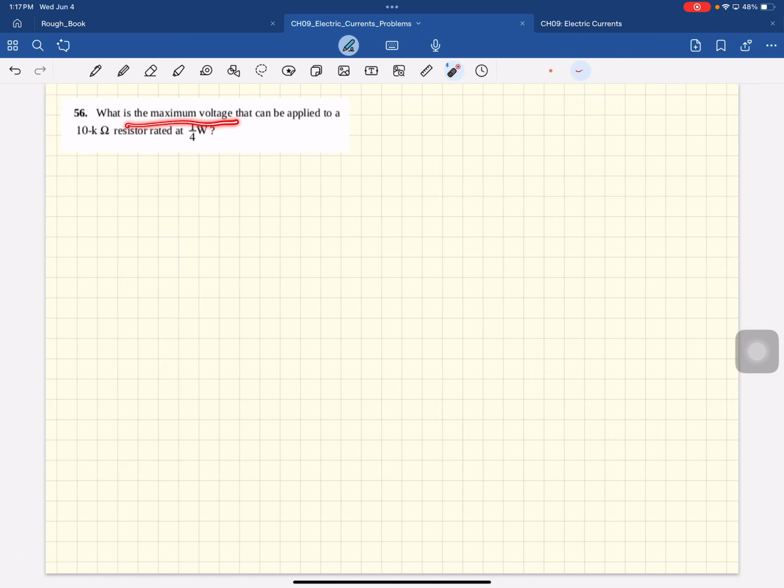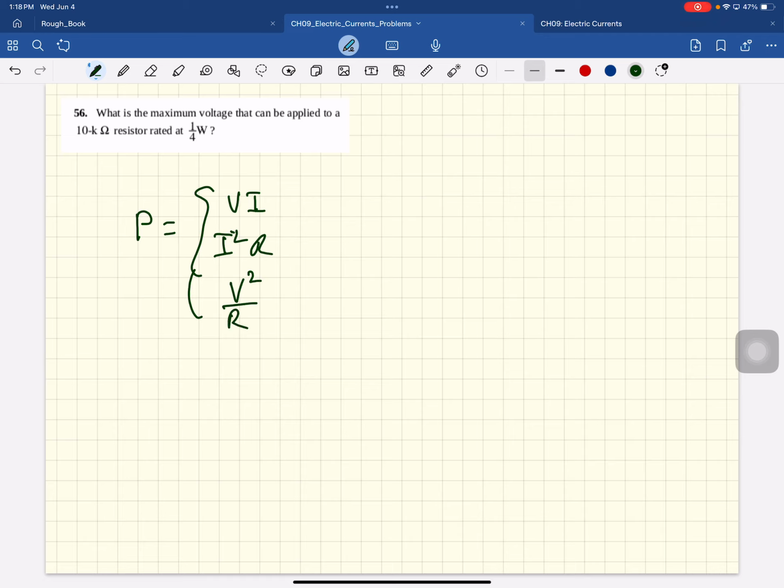What is the maximum voltage that can be applied to a 10 kilo ohm resistor rated at 0.14 watts? So it can only dissipate 0.14 watts. Okay. Power is V times I, or I square R, or V square over R. So since we're finding the voltage, we are given this, so we'll use this formula.